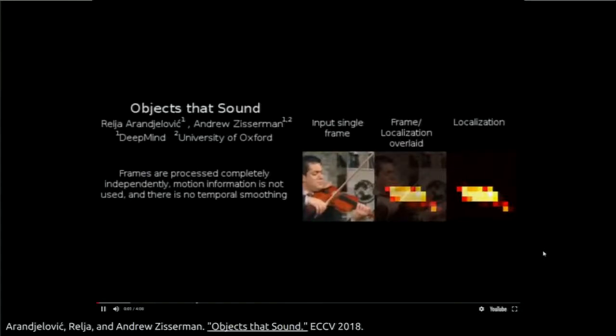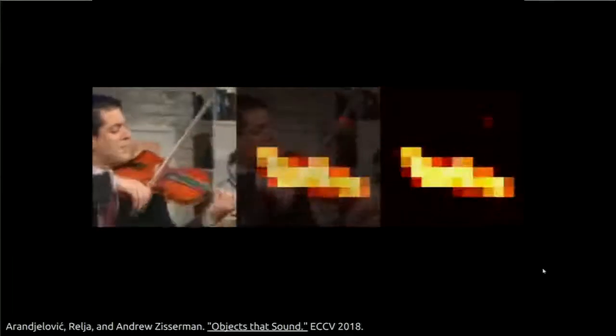I think there's a video. So by training with pairs that match and pairs that don't match, you obtain this kind of weak object detectors for free. Yeah, so it's telling you that this audio is kind of matching this.